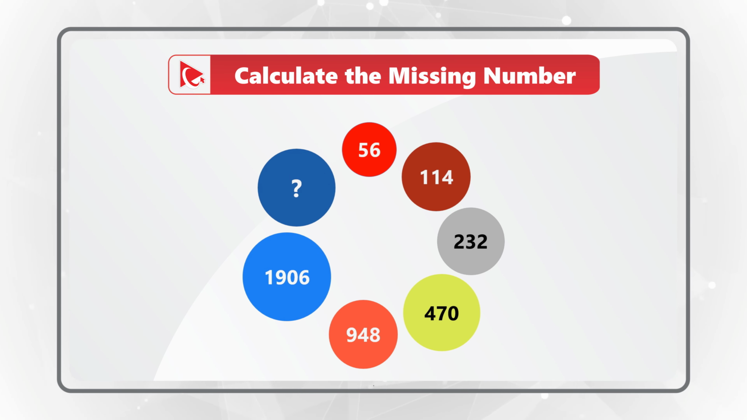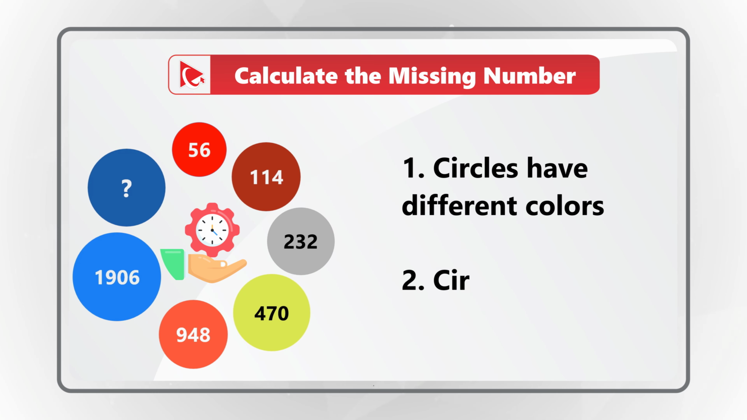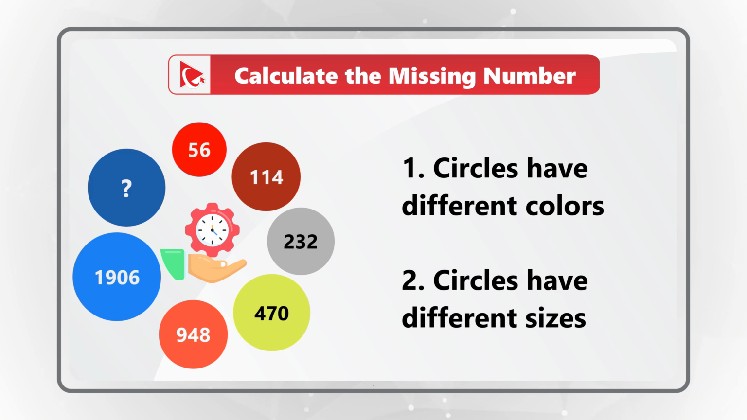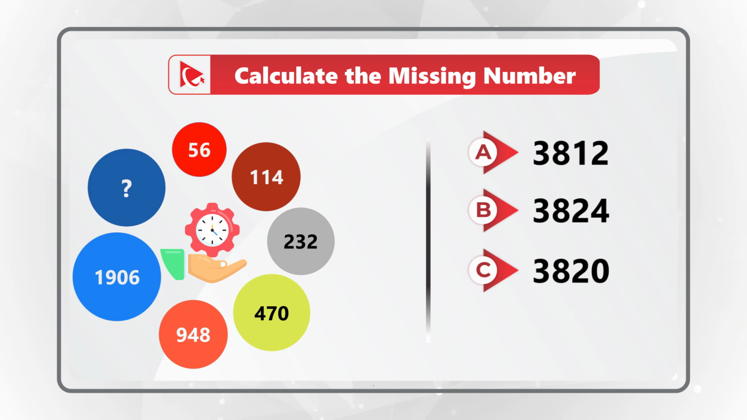Do you see the answer? Give yourself a little bit of time to see if you can come up with the solution. What's interesting about this problem is that all circles have different colors, and some circles have the same size, and other circles have different sizes. But regardless, you need to select one of the following 4 choices. Choice A, 3812. Choice B, 3824. Choice C, 3820. And then choice D, 3800.